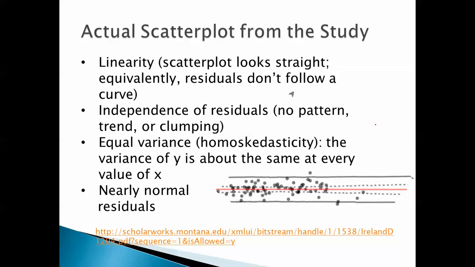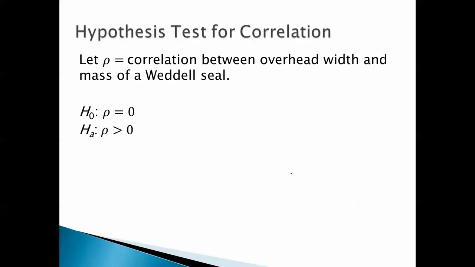This is the actual plot of the residuals from this study. He didn't have just 7 data points; he had a lot more than that. Notice linearity. The scatter plot looks straight. The residuals don't follow a curve, so this looks pretty good. Independence of residuals: we don't see any patterns, trends, or clumping. Equal variance: the variance of y is about the same at every value of x. Again, we don't see that fan pattern that we talked about. And the residuals are nearly normal. Notice they're clustered around this midline. They thin out as we head away from the midline. That's good. So those are our null and alternative hypotheses.